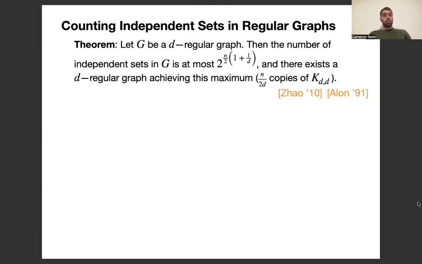So there's this famous theorem about counting independent sets in regular graphs. What it says is if you have a d-regular graph, then the number of independent sets is at most this expression, roughly 2 to the n over 2. The upper bound was proved by Zhao in 2010, and the lower bound comes from Alon, who gave an example of roughly n over 2d copies of the complete bipartite graph, which shows that it is possible to reach this number of independent sets.